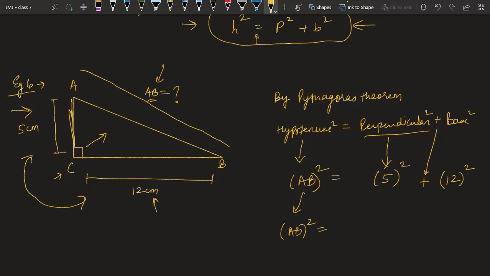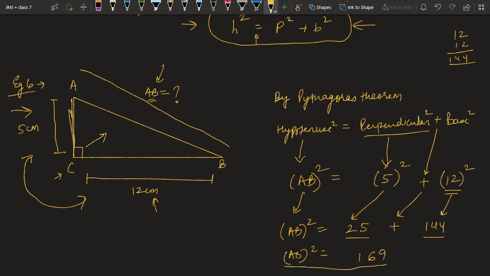AB square is equal to, now tell me what is 5 square? 5 square is 5 into 5, and we all know 5 into 5 is 25. Then we have a plus sign. Then we have 12 square. 12 square is, you can find like this, 12 12s are 144. I remember these squares, that's why I am able to write like this. Now we have to add these. If you add these two, what will you get? 5 plus 4 is 9, 4 plus 2 is 6, and 1, so 169. So we have got the value of AB square.